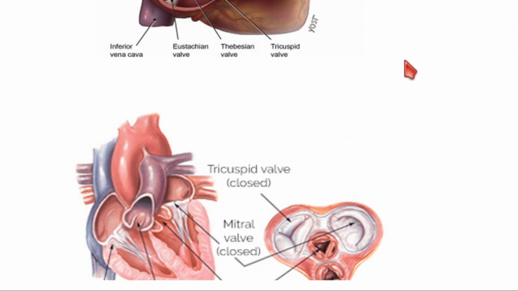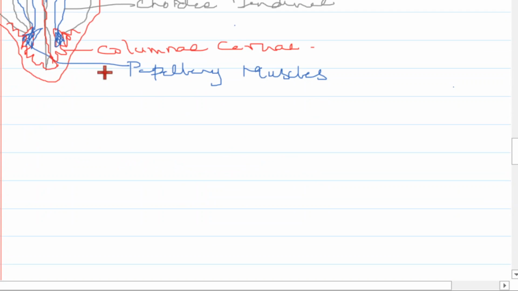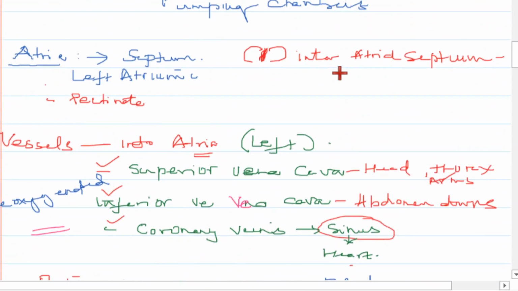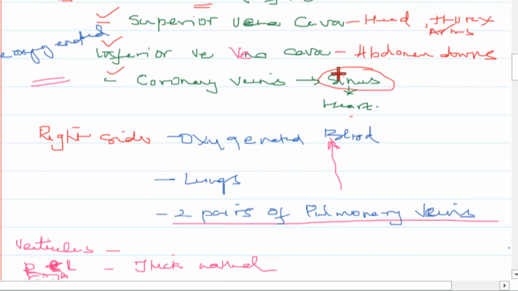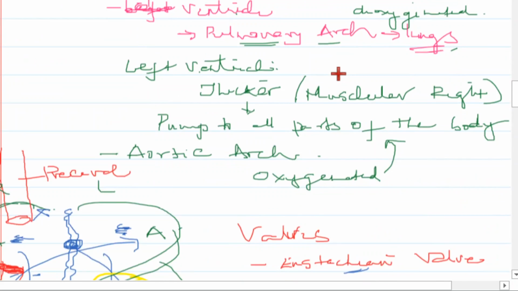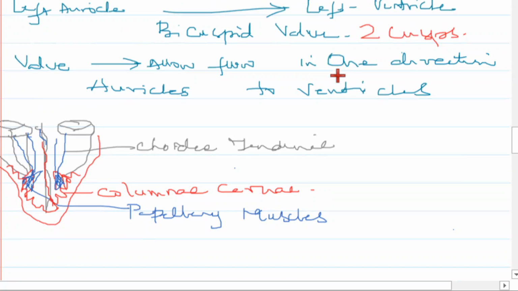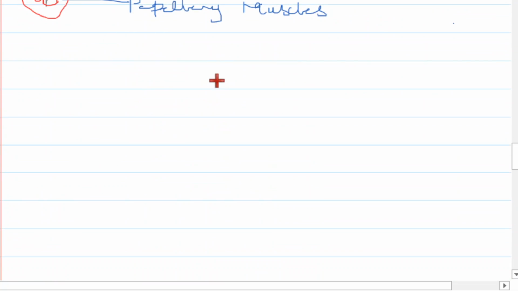Now, back to the drawing board. The picture looks awful, people. Don't draw like me. And then we have seen that. Where is it? The ventricles. Where did I write? The aortic arches.